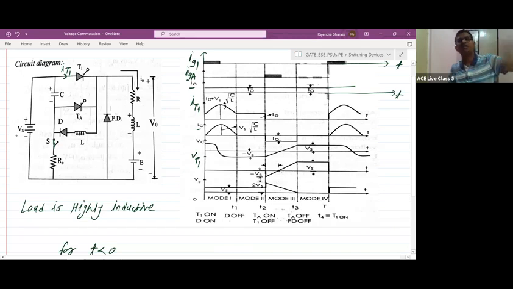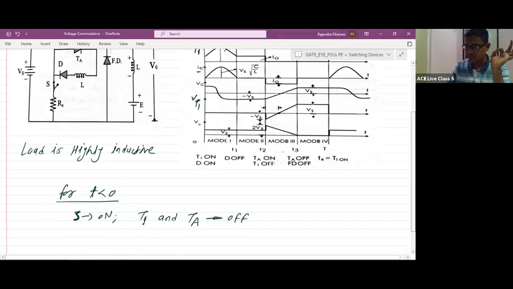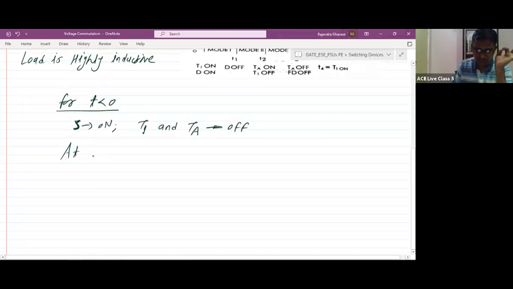So it is like for t less than 0 only, the capacitor was charging, and as time t approaches 0 minus, our capacitor will be charged to the voltage of Vs volt. Right? So let me write it as, at t is equal to 0 minus, the capacitor voltage is equal to Vs only.